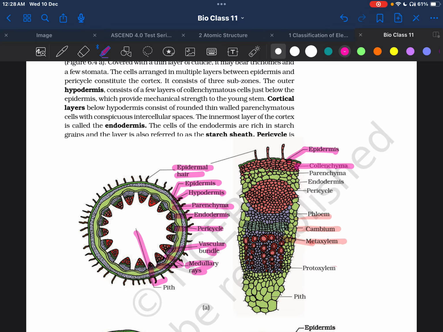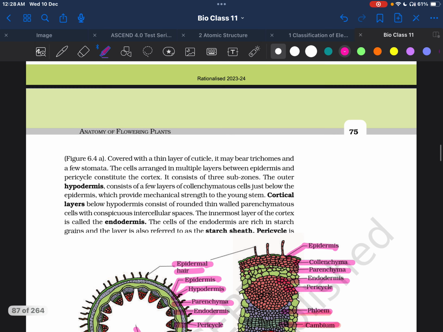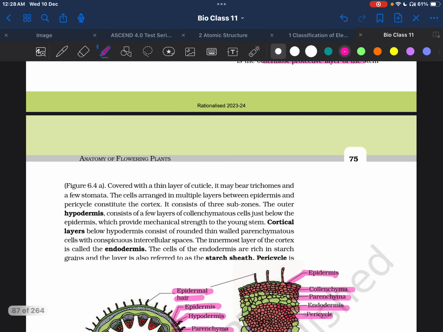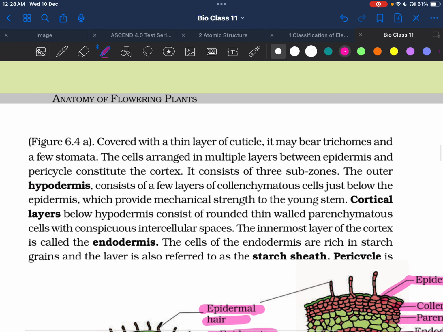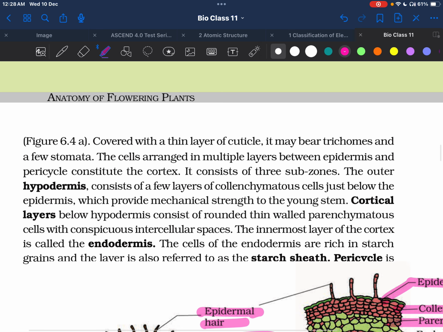Epidermis, collenchyma, parenchyma, endodermis, pericycle, phloem, cambium, metaxylem, protoxylem, pith. Covered with a thin layer of cuticle, it may bear trichomes and a few stomata. The cells arranged in multiple layers between epidermis and pericycle constitute the cortex.